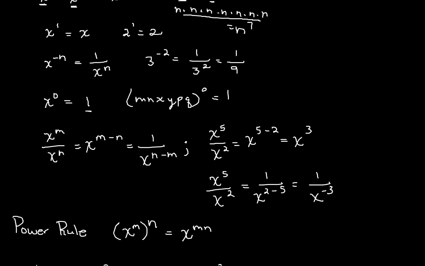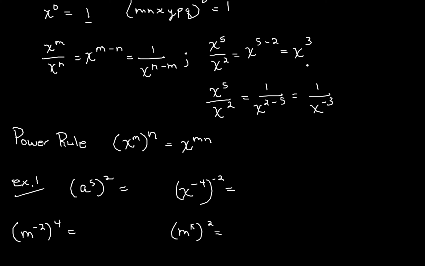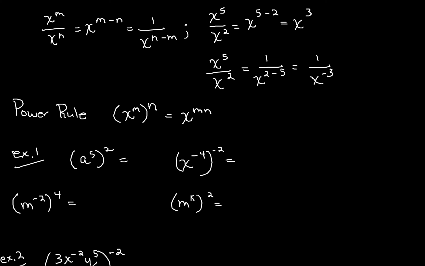All right, one more property before we get into the power rule: if I'm dividing, if I have x to the m divided by x to the n, we subtract our exponents. If you want it to be in the numerator, you subtract the bottom from the top. If you want it to be in the denominator, you subtract the numerator exponent from the denominator exponent.